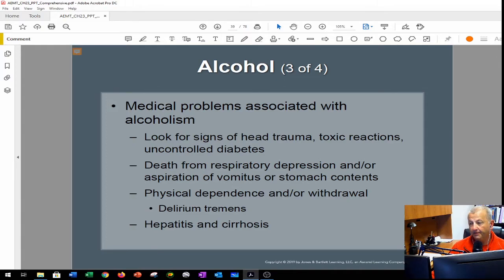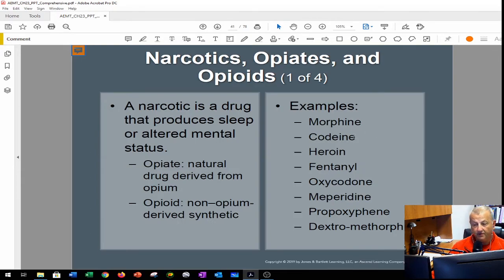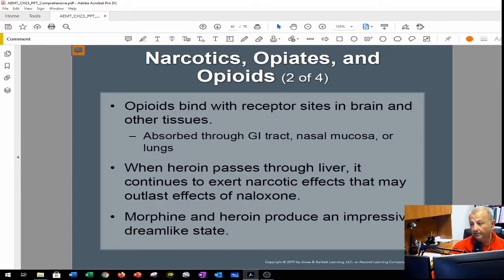Remember, when we're talking about narcotics, these are your list of narcotics: morphine, codeine, heroin, fentanyl, and it goes down. These are the only drugs that Narcan will work on. So if you get a test question that says all the following except, whatever Narcan is effective for, find the one that's not on this list, because that's going to be your answer. Narcan does not work on anything other than narcotics.